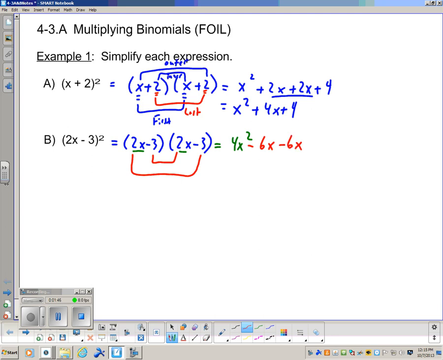And then our other last part here is to do the last terms. Our last terms is negative 3 times negative 3, which gives us a plus 9. So combining our like terms, those are the middle terms there, we get 4x squared minus 12x plus 9. So there it is, filled out.